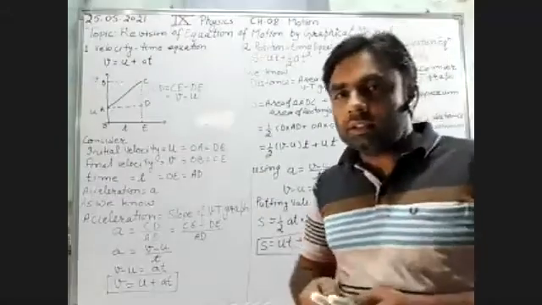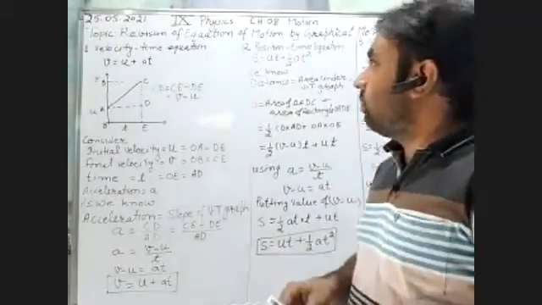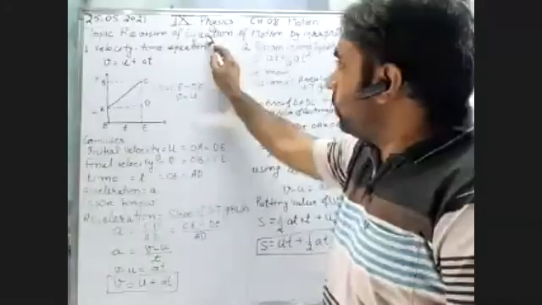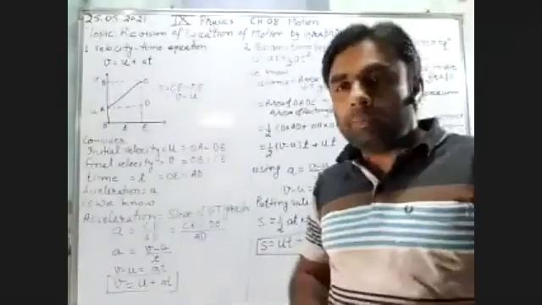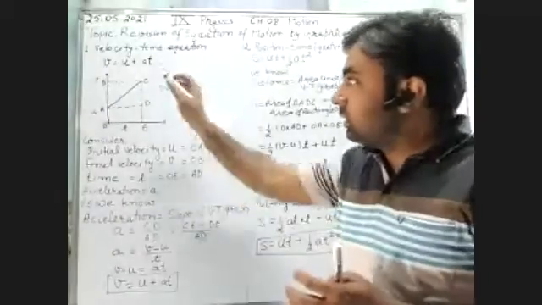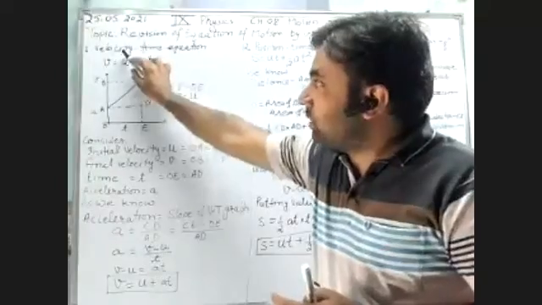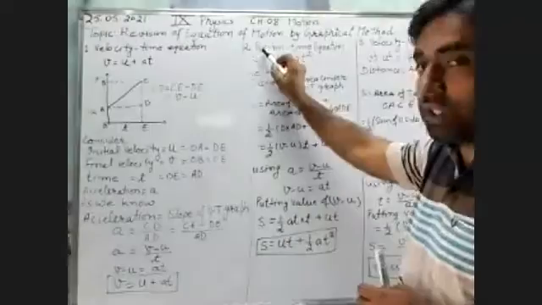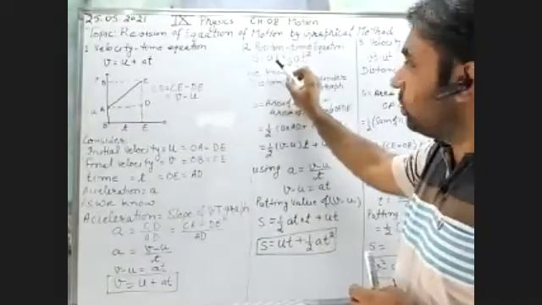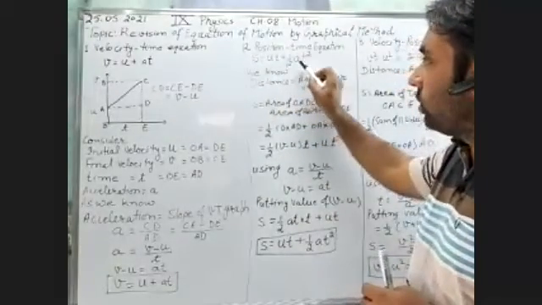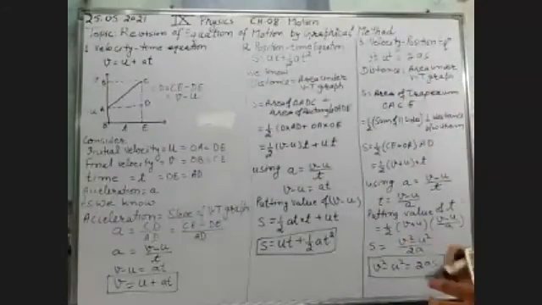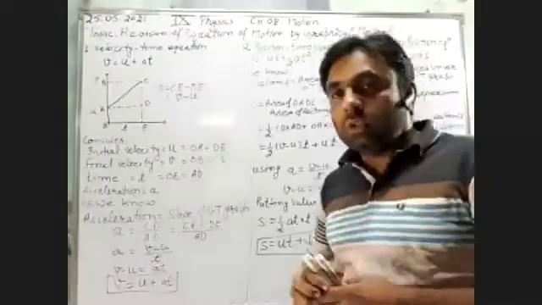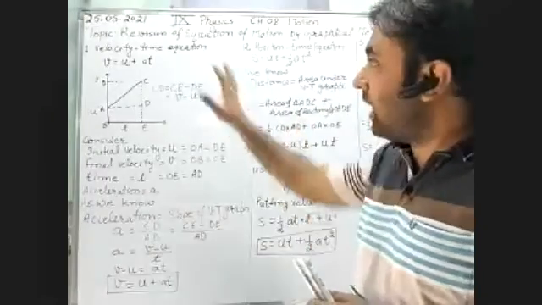Good morning, students. We are doing chapter number 8, motion. Yesterday we discussed the equations of motion by graphical method. We learned the first equation, the velocity time equation, v = u + at, and the second equation, the position time equation, s = ut + 1/2 at squared, and the third, v squared minus u squared = 2as. We derived these equations by graphical method.